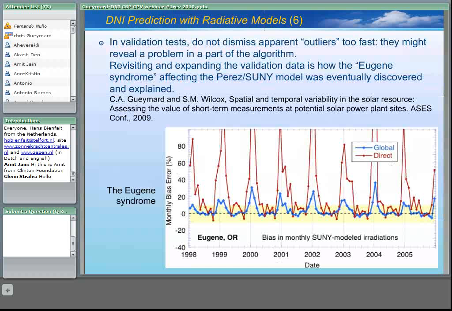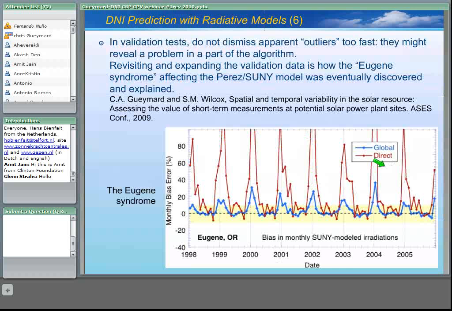So now let's go to another issue. We found last year actually, we found that the Perez-Souni model had an important issue in some climates, and that was called the Eugene syndrome, where every winter we had extremely high errors for DNI and obviously GHI too, and that was systematic each year for actually 8 years.